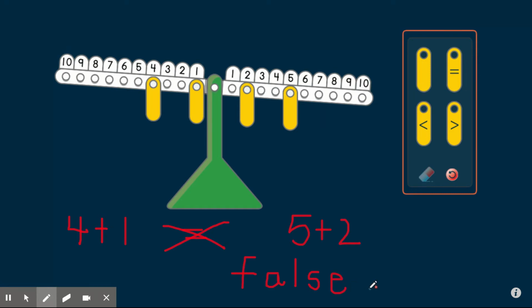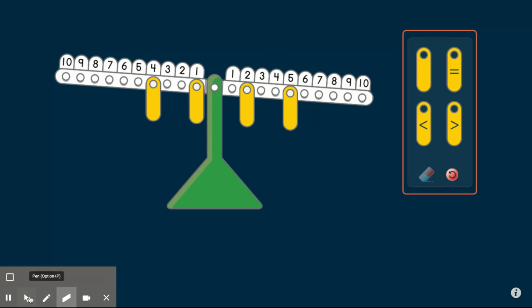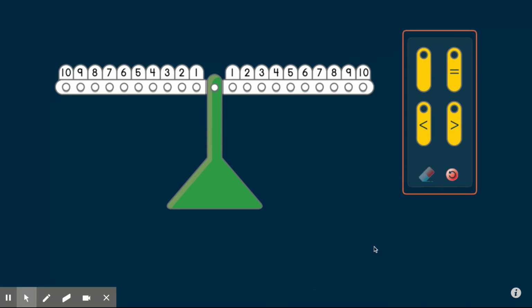Okay? So let's try another one. All right, let's say I had the equation 7 plus 2 equals 6 plus 3. And my job is to decide if this is true or false.